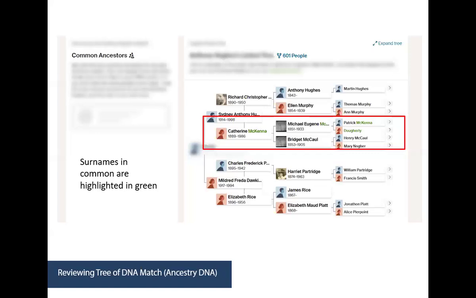So I see this particular match that's that second cousin three times removed has a McKenna line. Well, I have McKennas, and that's why they're highlighted in green, and they also have a Doherty line. So that gets my interest that that might be the line to focus on.